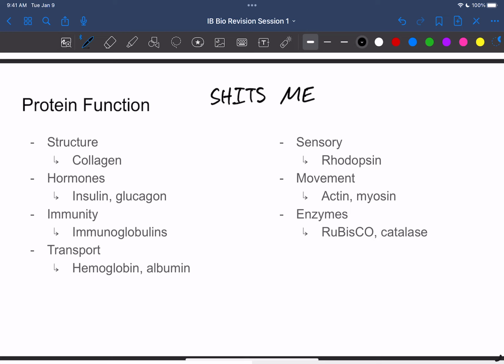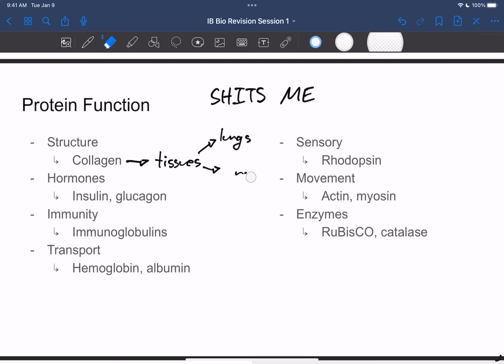So the first one is structure. Collagen is used to structurally support different tissues in your body, such as lungs, or even your bones. That doesn't make sense. Your skin. That's a little better. Or, just a fun fact, spider silk. That's made of proteins that are involved in structure.